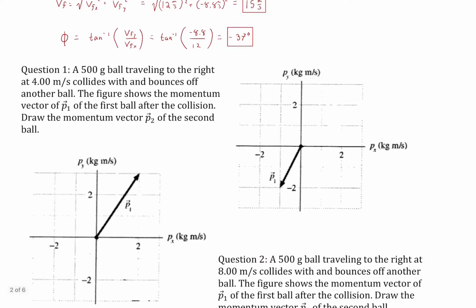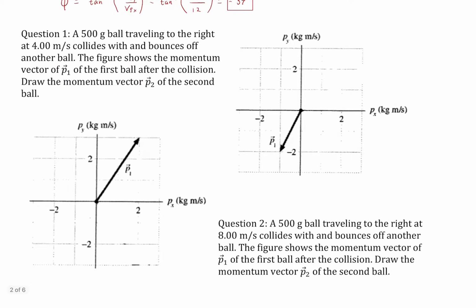All right, so let's take a look at a couple of vector concept ideas for checking your work for 2D momentum. All right, question 1. A 500-gram ball traveling to the right at 4 meters per second collides with and bounces off another ball. The figure shows the momentum vector P initial of the first ball after the collision. Draw the momentum vector P2 of the second ball. Okay, so basically we need to figure out what's the momentum that will make this work. All right, so we have the vector of the first ball after the collision and of the second ball.